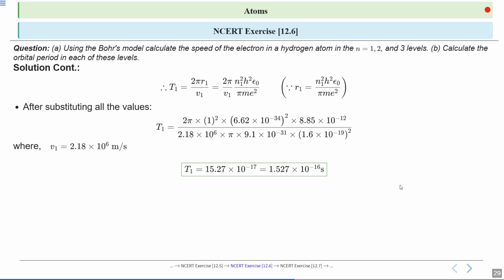After calculating, we find that orbital period T1 is 1.527 times 10 to the power minus 16 seconds. This means the electron completes one full orbit around the nucleus in a tiny fraction of a second.